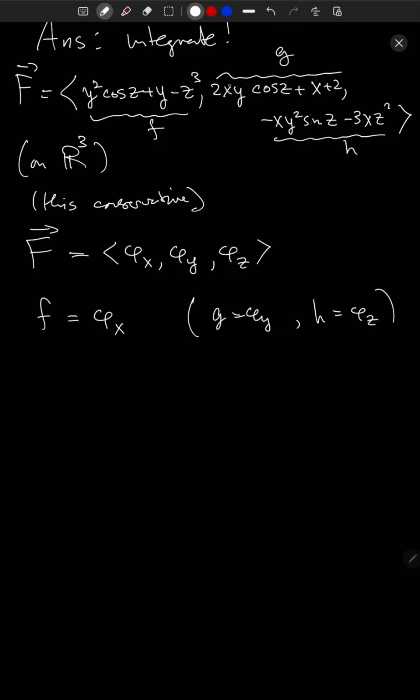What is f? We're just going to copy that down. So let me switch the orders of these. So phi sub x is equal to, and I'm just going to write down the formula for f, y squared cos z plus y minus z cubed. If this is the partial of phi with respect to x, if we integrate with respect to x, then we're going to get phi. So integrate with respect to x.